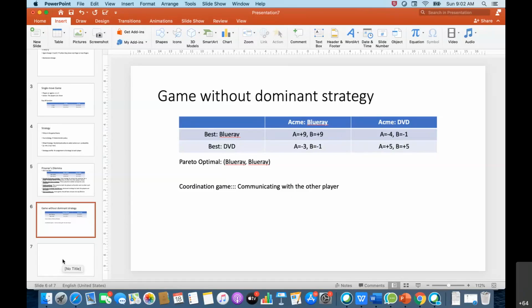You can choose any one of them. As we are always saying, you have to communicate or coordinate in the game, then at least you have to agree with each other, whatever the choice may be. It may be DVD, maybe Blu-ray, but you have to agree with each other, then only you are going to gain, otherwise you are going to lose.